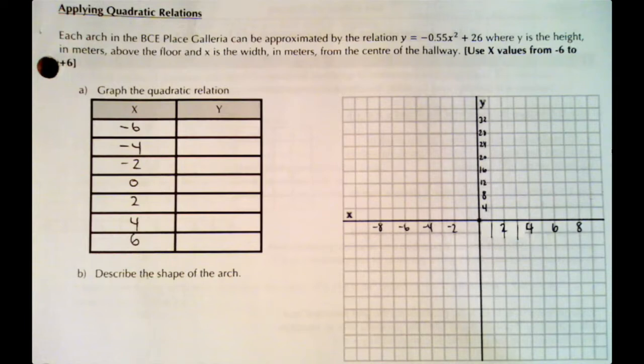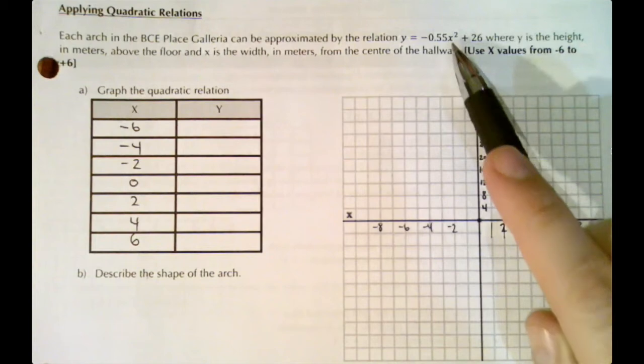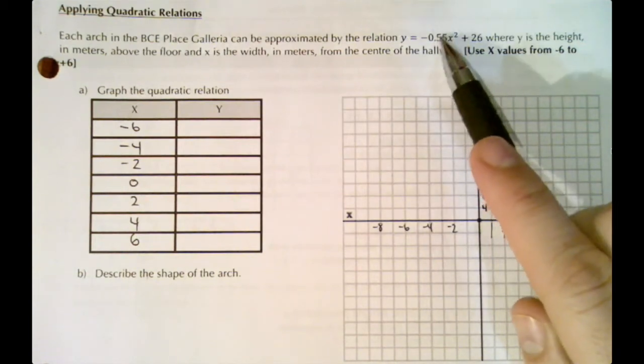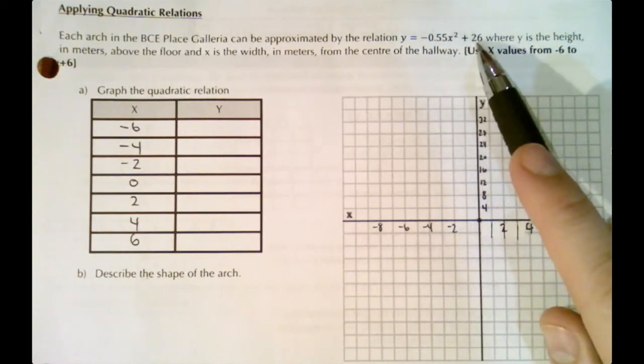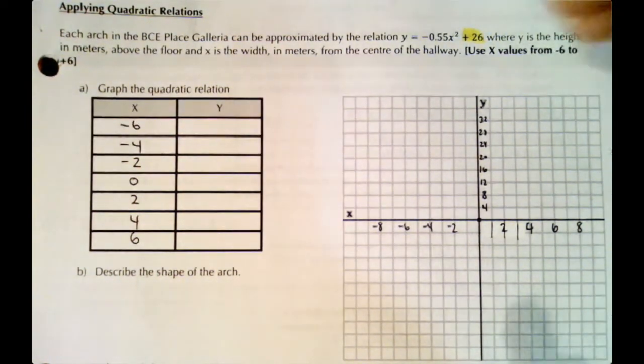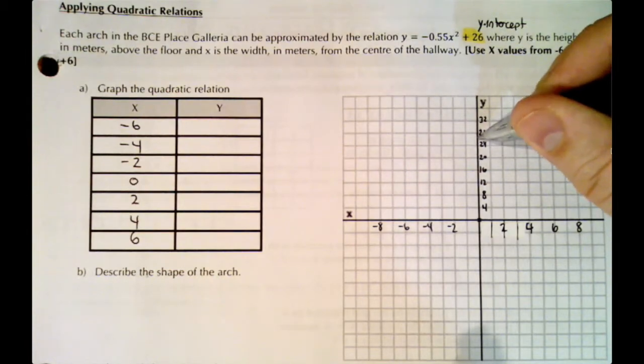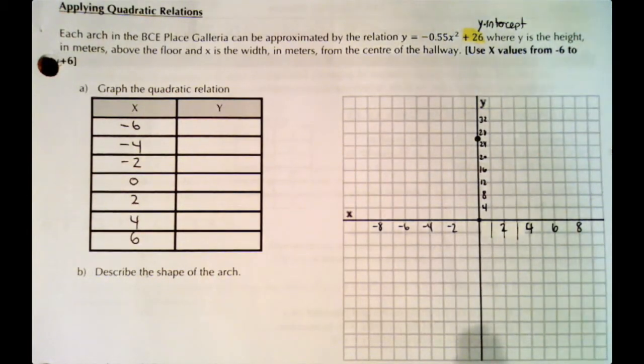So let's use our equation and try to come up with some y values. Now the nice one is 0. We can start there because if we put 0 into our equation, 0 squared is 0, and 0 times negative 0.55 ends up being 0, and we end up with just 26. That makes sense because that constant term on the very end is going to be your y-intercept. So we can start by graphing 26 on the y-axis. I'm going to do that.